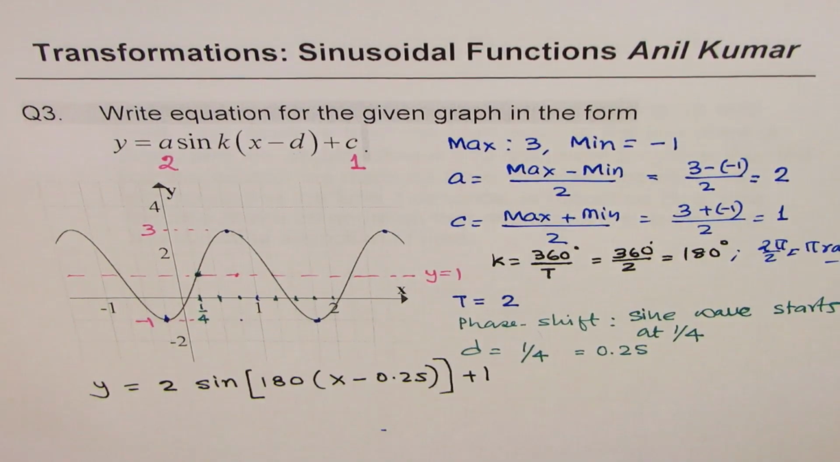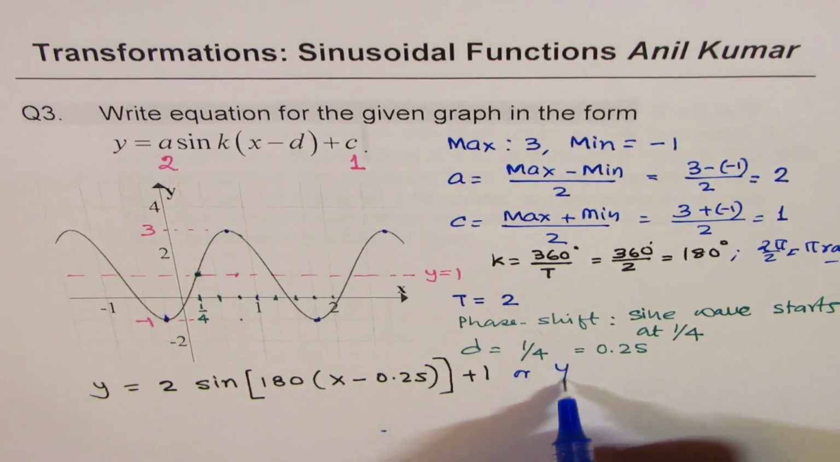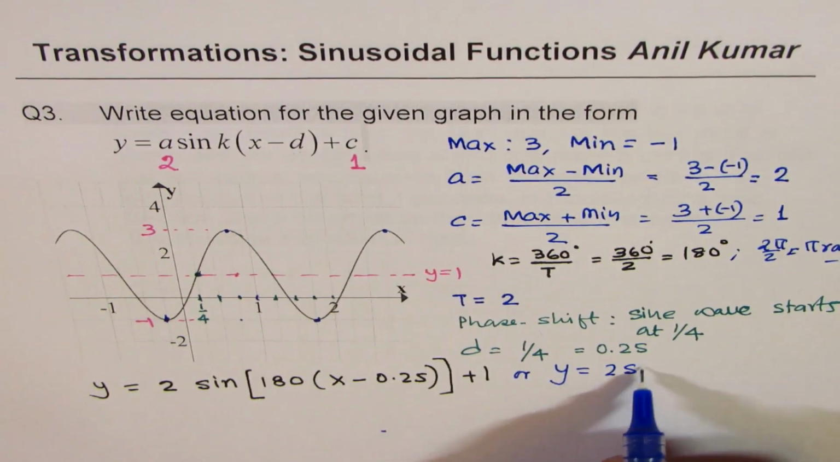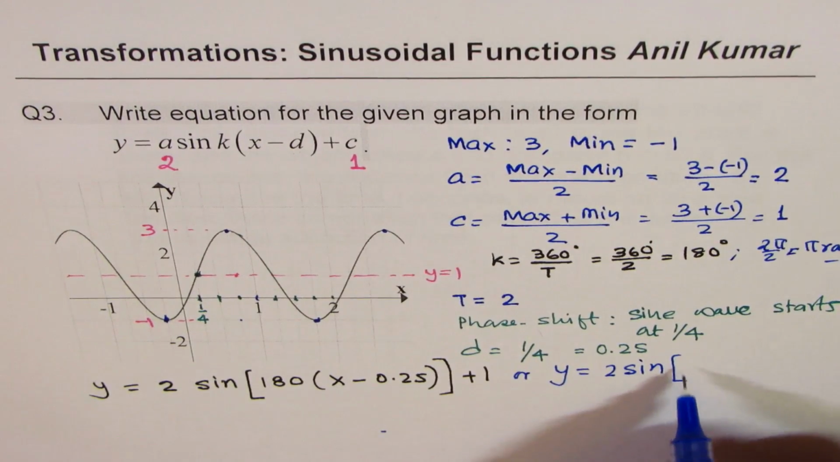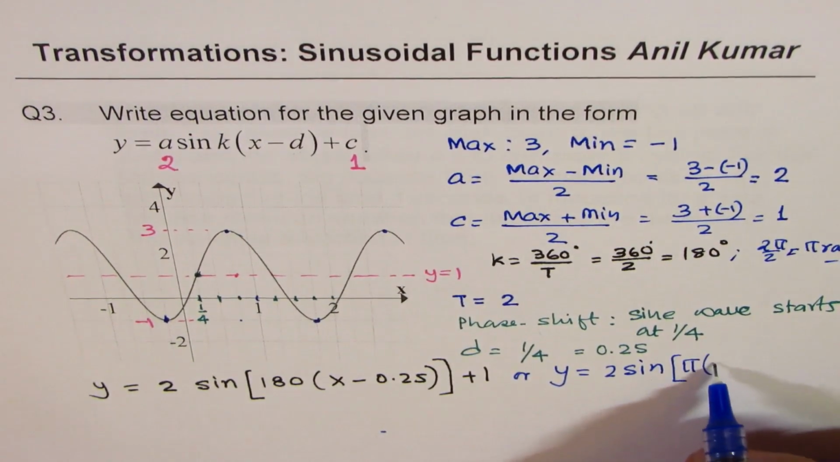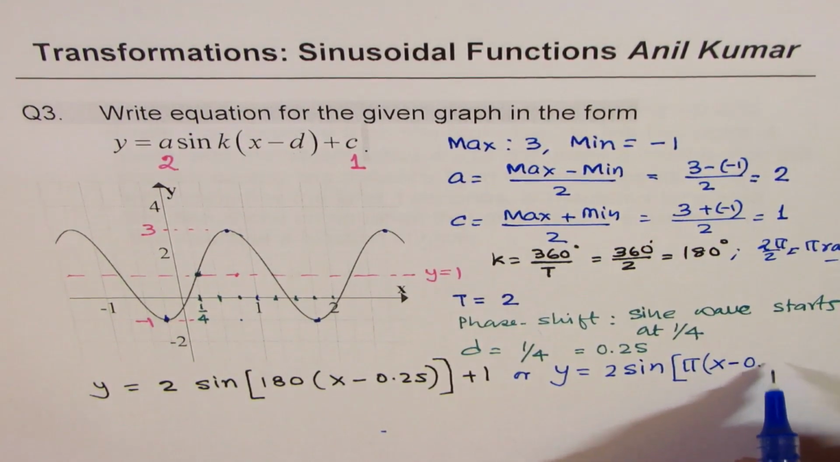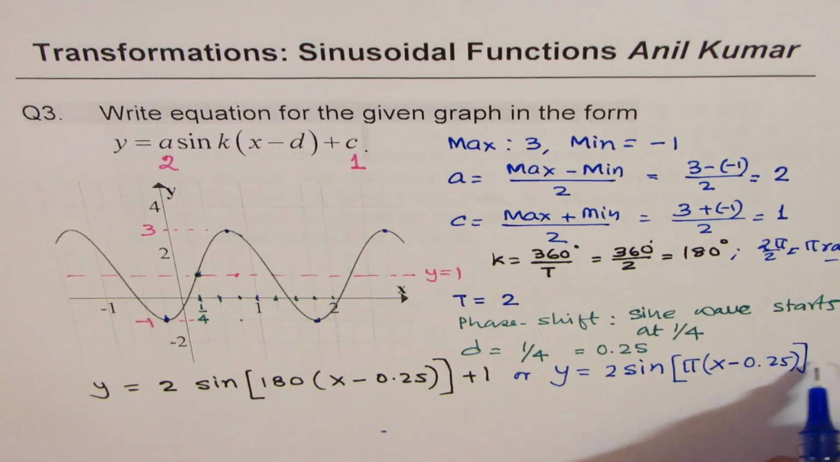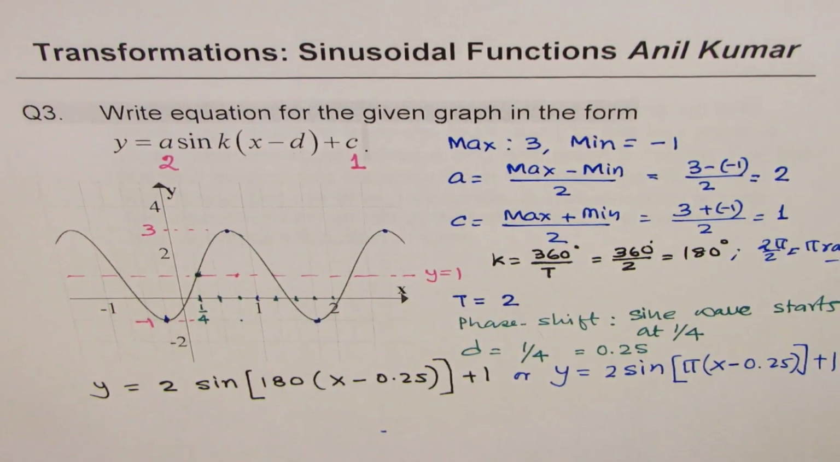Perfect. If you want to write the same equation in radians, you can write it as y equals 2 sine of pi times x minus 0.25, plus 1. Same, right? The only difference is degrees and radians, correct? So this part is in degrees when you are considering 180 degrees. Perfect. So that is how you get your equation.